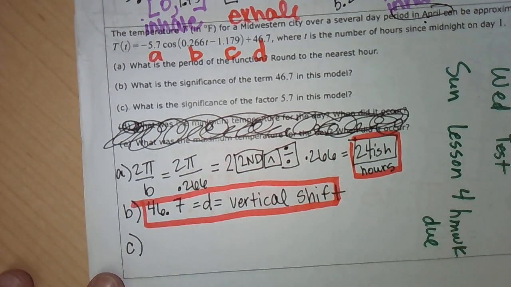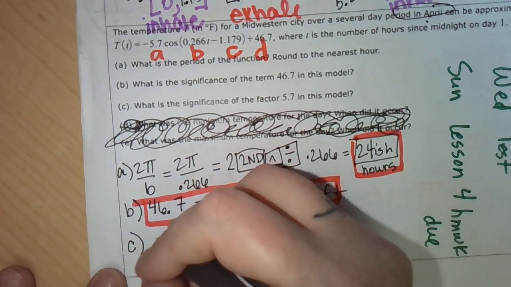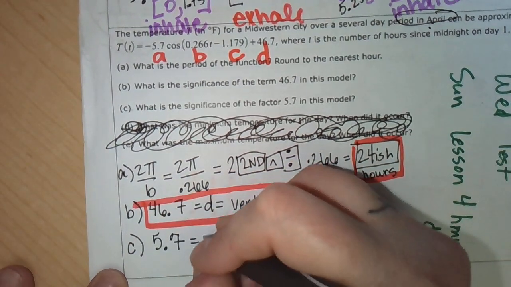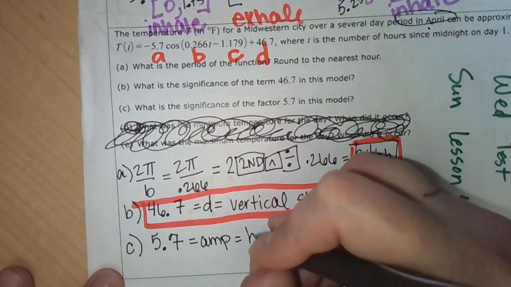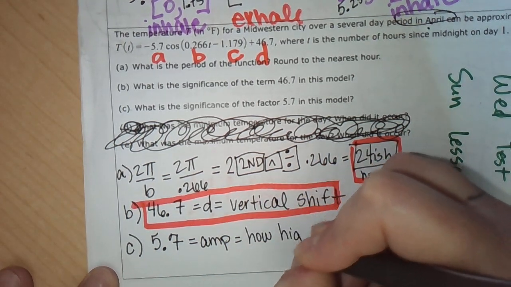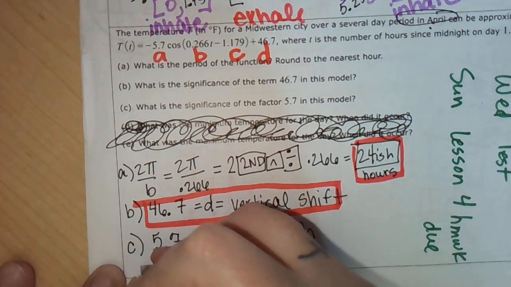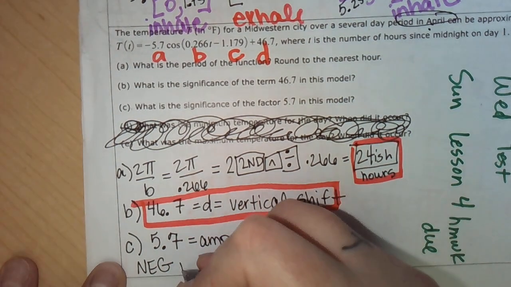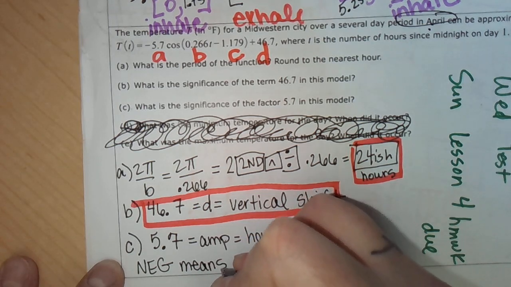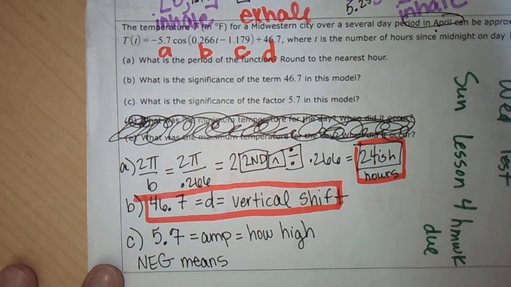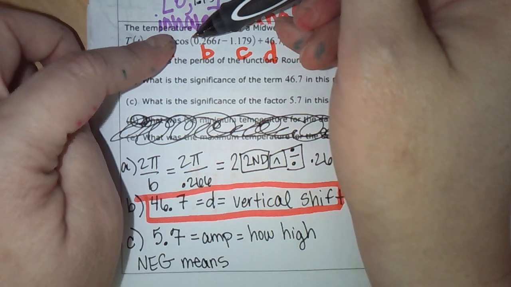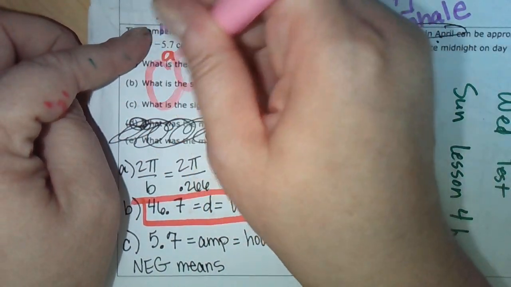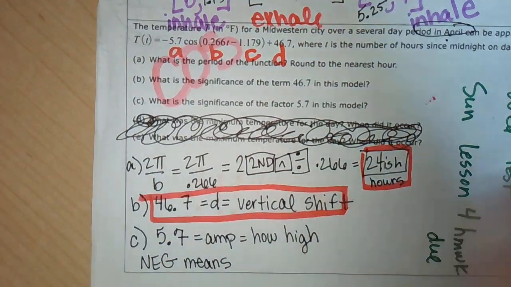Okay, part C says 5.7. What is the 5.7 for? Okay, well, the 5.7 is the amplitude, how high we go. Okay, and it's also negative. So that means that our original picture gets flipped over. So remember, this has cosine in it. Cosine. You see it? Cosine. You see it? It's right there. Cosine. Okay.